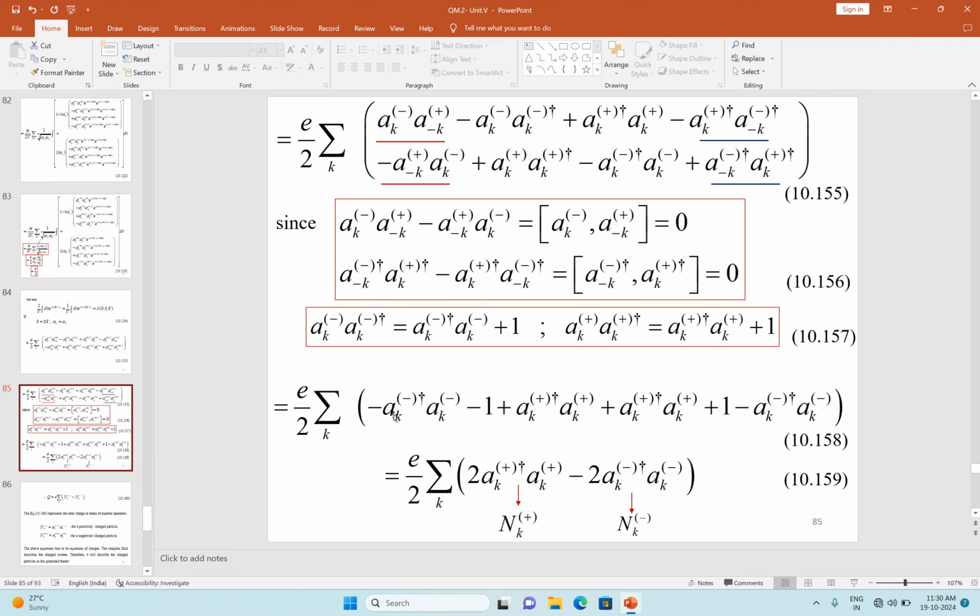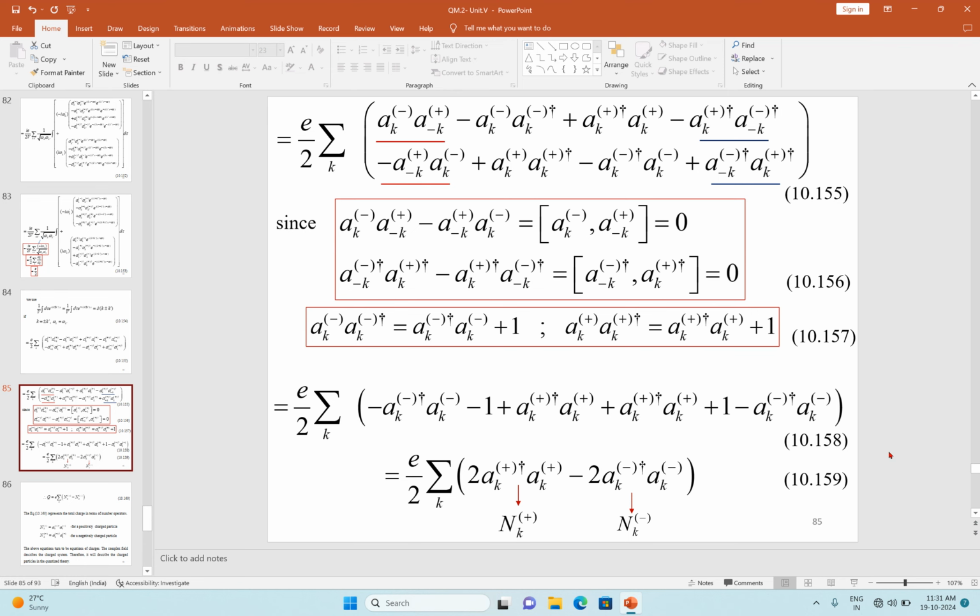And I am going to combine the first term and the last term, and I can write this as minus 2 ak minus dagger, ak minus. And these two terms, you have ak plus dagger, ak plus, that is known as nk plus, the number operator for the positively charged particle. And what is the second term? ak minus dagger, ak minus is for the negatively charged particle. I can represent this as nk minus.